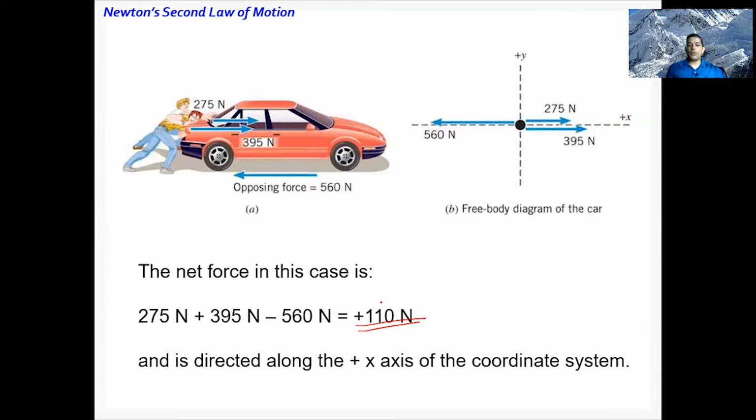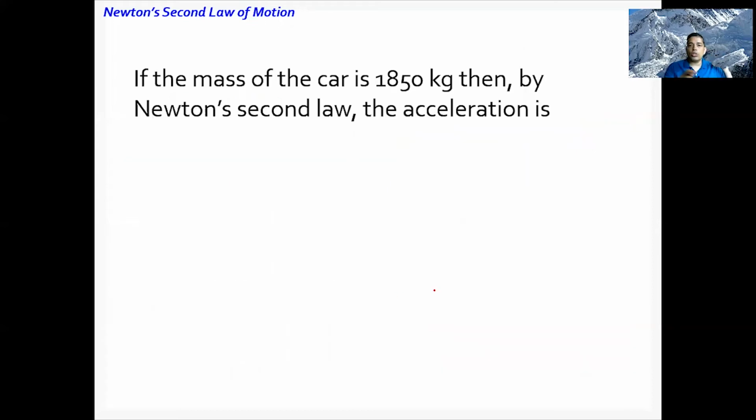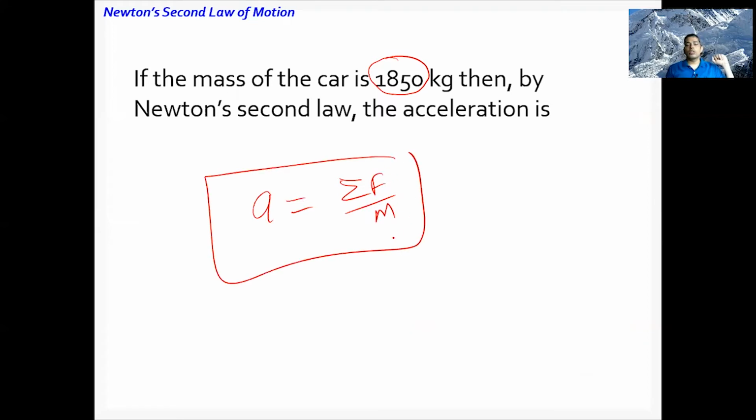Now, if you know the net force, you can find the acceleration, right? Given that you know the mass of the car. So suppose I give you the mass of the car, which is 1850 kilogram. Then how do you find the acceleration of the car? Net force divided by m. This is Newton's second law, remember? So then what is net force? Net force is 110 divided by mass, 1850. If you do that, I will give you the number here, 0.059.